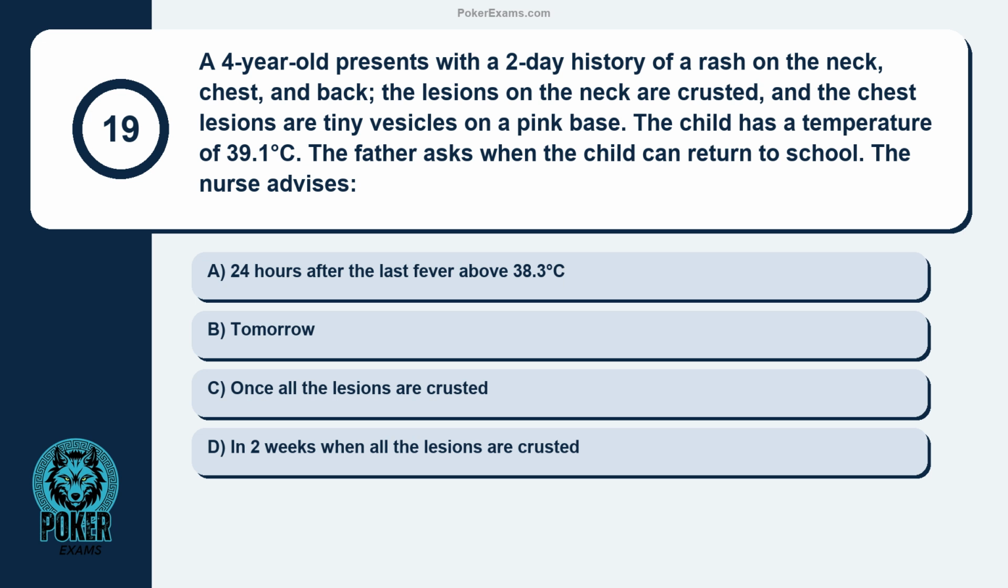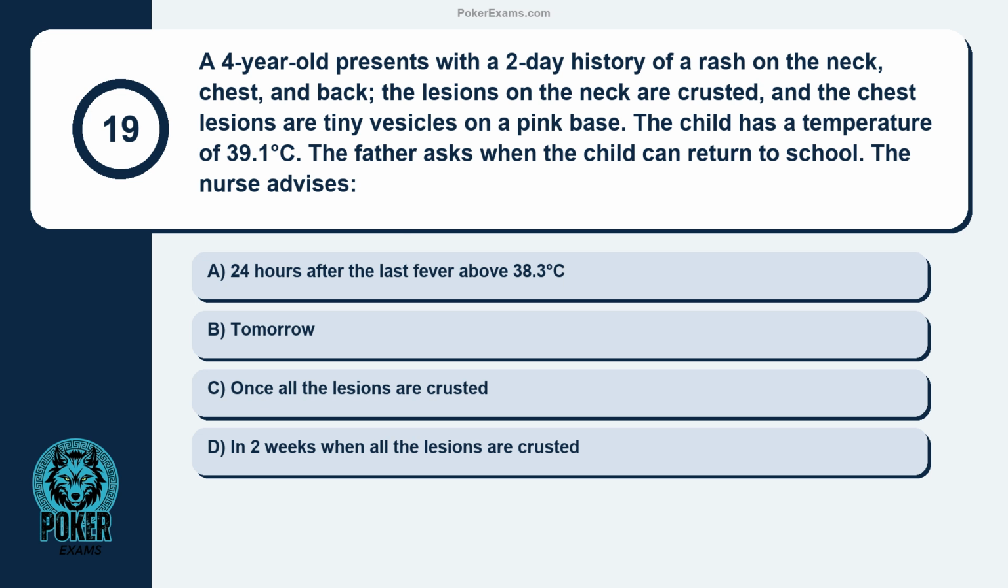Question 19. A 4-year-old presents with a 2-day history of a rash on the neck, chest, and back. The lesions on the neck are crusted, and the chest lesions are tiny vesicles on a pink base. The child has a temperature of 39.1 degrees Celsius. The father asks when the child can return to school.